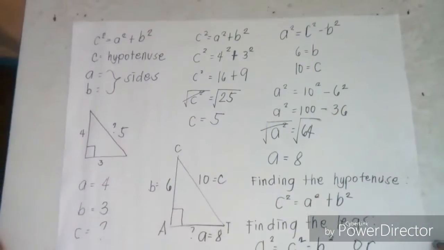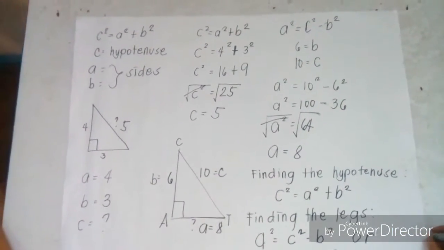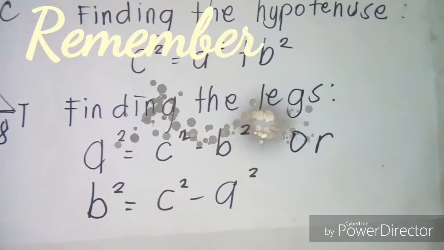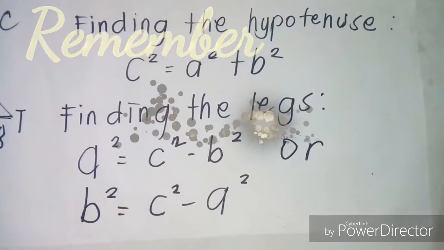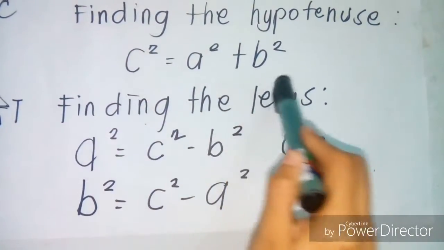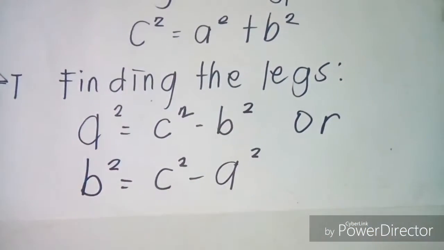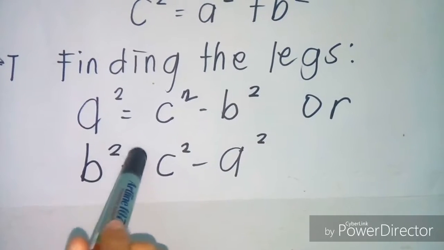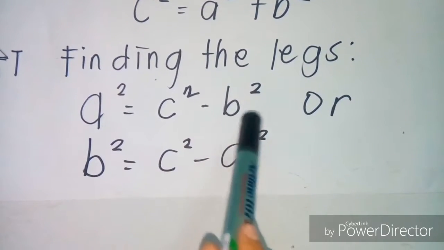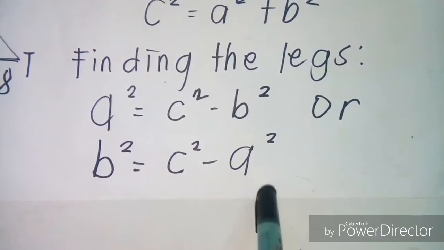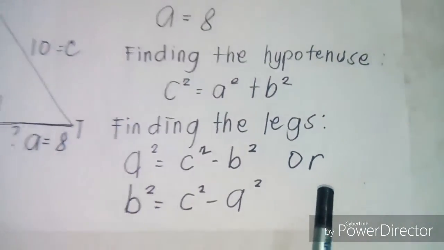So have you seen the difference between finding the hypotenuse and finding the legs? In summary, when we are finding a hypotenuse, let us use the formula c squared is equal to a squared plus b squared. On the other hand, when we are finding the legs, we could either use a squared is equal to c squared minus b squared, or b squared is equal to c squared minus a squared. So that's all for Pythagorean Theorem.